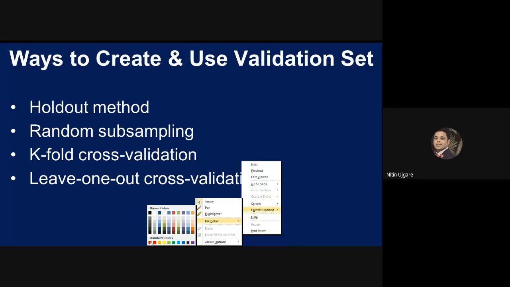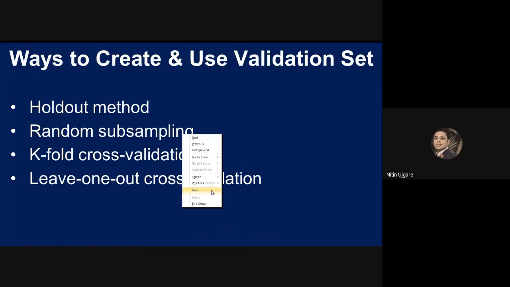So these are the four techniques that we are supposed to use. This is the first method, holdout method. Then the second cross validation method is the random subsampling. The third cross validation method is k-fold cross validation, and the fourth one is leave one out cross validation.